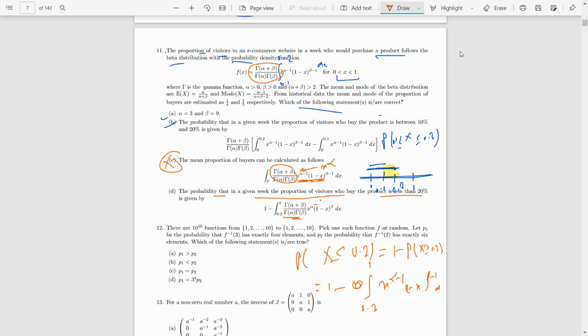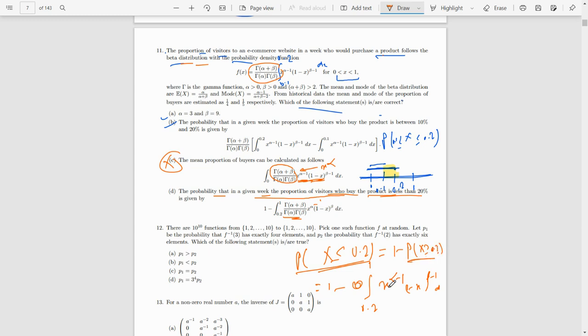Okay, so in the D part, I was just stating that the probability we are required to find is the probability of x less than or equal to 0.2, because it's saying that this is the probability that in a week the proportion of visitors who buy the product is less than 20%. So x, which follows this particular distribution, should be less than 0.2. This can be transformed into 1 minus the probability of x greater than or equal to 0.2.